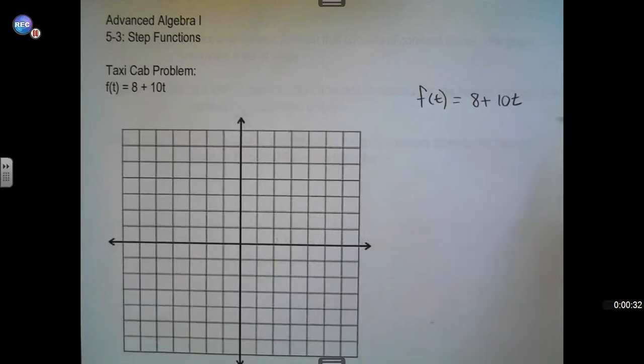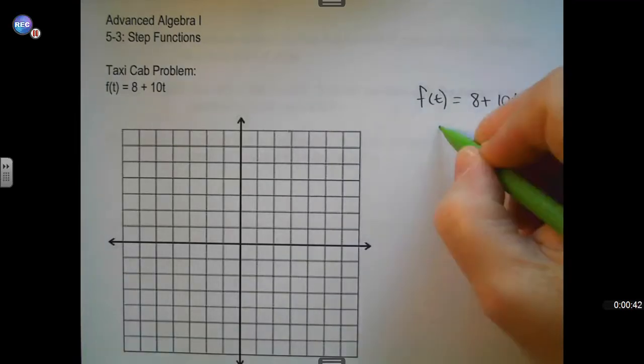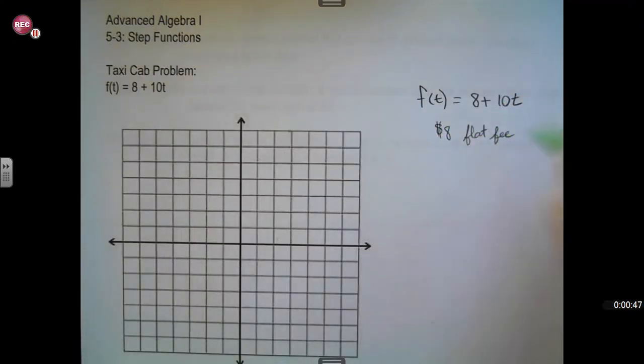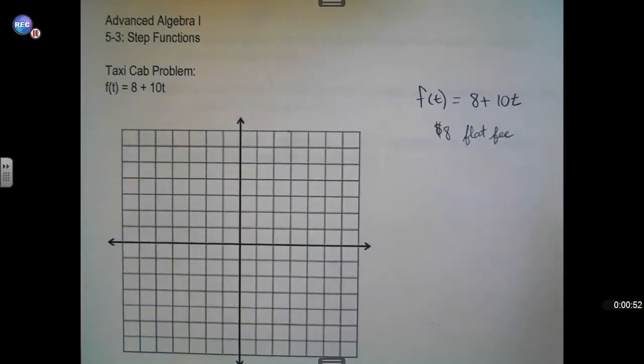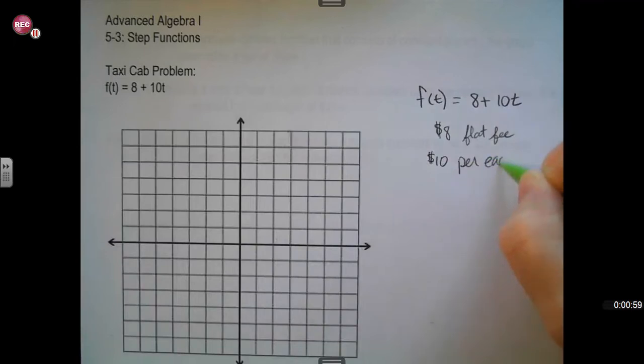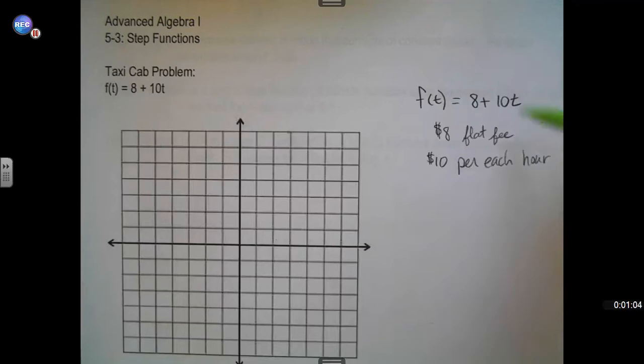Okay? So what that function means is if I want to calculate what somebody has to pay me to ride in my taxi cab, they're going to pay an $8 flat fee. So no matter where I take them, or how far, how long, $8. And then I'm going to charge them $10 per each hour. So you look at this equation and you think, well, linear, right?